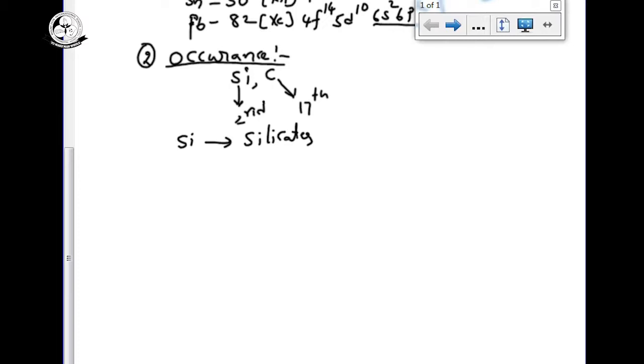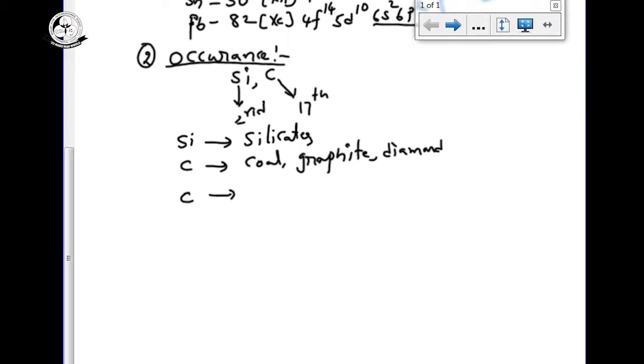Silicate general formula SiO4 2-, and carbon will be available directly, the 17th most abundant element in the earth crust. Carbon is available like coal, graphite, diamond. These are the availability forms of carbon in the native state.